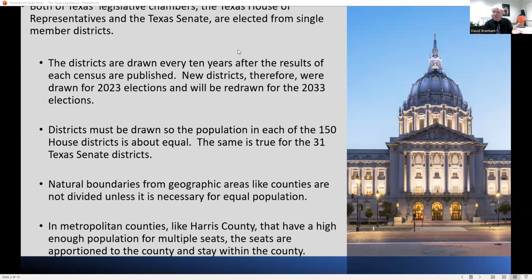In metropolitan counties like Harris County, which is huge, about 1/6 of the population of the entire state lives there. What they'll do is count up how many seats belong in Harris County, and then say, okay, Harris County, you have this many seats. And then all of those seats will reside in Harris County. Let's say Harris County has 25 districts. That's a hypothetical. They'll put 25 districts inside of Harris County, and all of those districts will be completely inside the county. None of them will cross county lines.